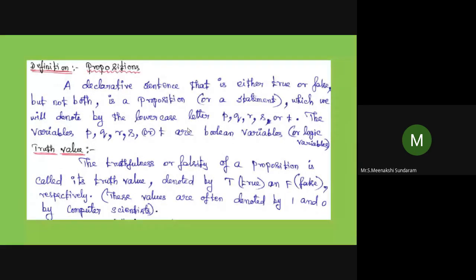Why do we say that? These variables can only take the value true or false, 1 or 0. False is 0, true is 1. That is why it is a Boolean variable, with only two values. What is the truth value? The truthfulness or falsity of a proposition is called its truth value, denoted by capital T for true and F for false. In computer science these values are often denoted by 1 and 0, but here we use true or false.